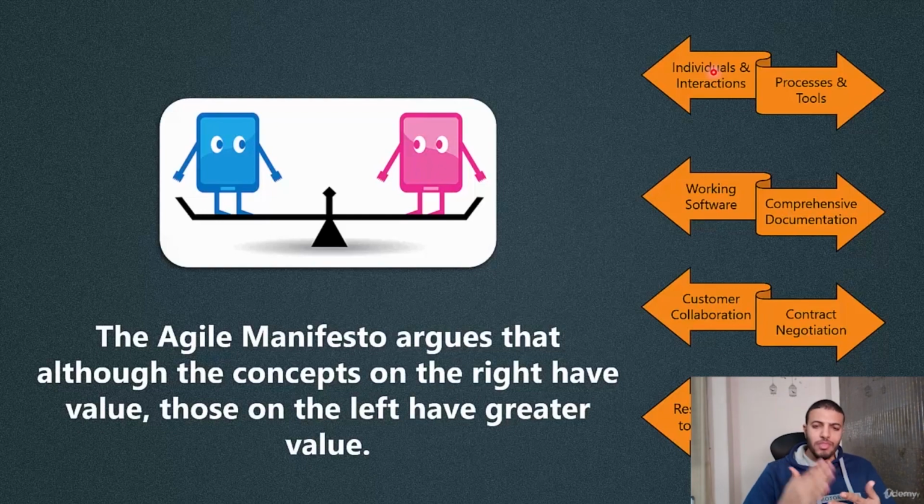When we are dividing our tasks or allocating our time, in this case, we can say 80% of our time is spent on the things on the left hand and 20% of our time is spent on the things on the right hand, which is the Pareto principle. So like it says, the Agile Manifesto argues that although the concepts on the right hand have value, those on the left hand have greater value. So both of them have value, but this depends on the amount of value for each one of them. So these are the core values of Agile.